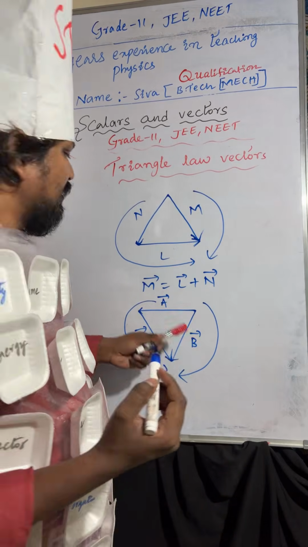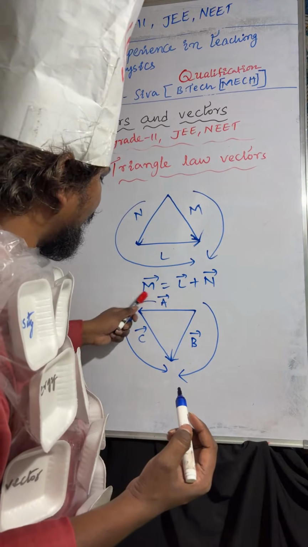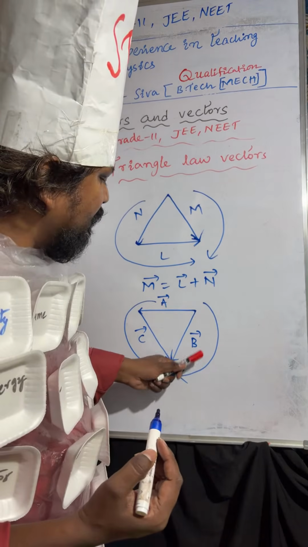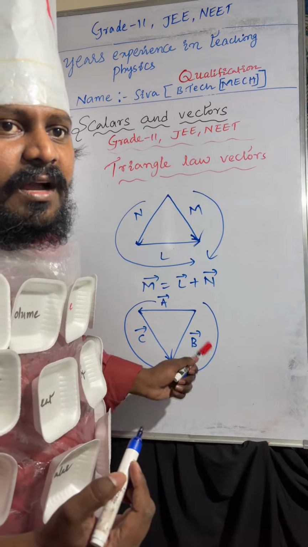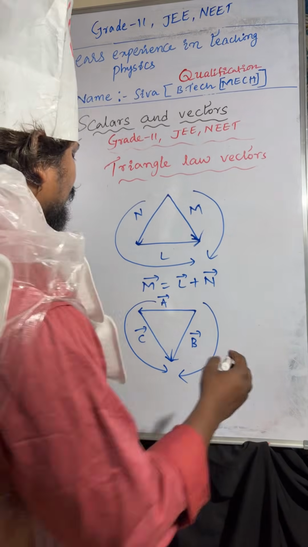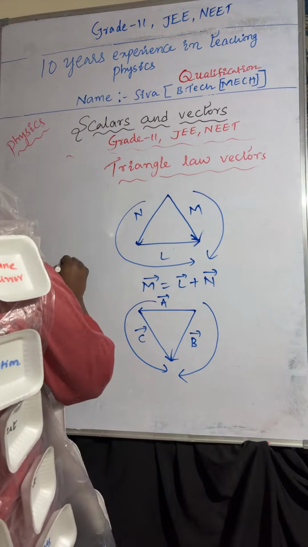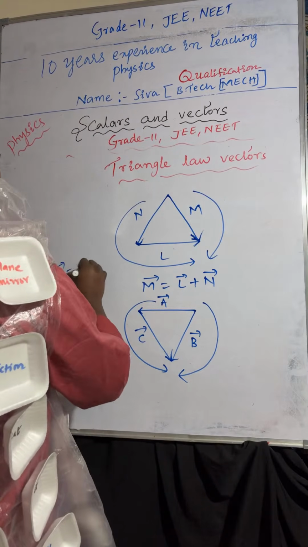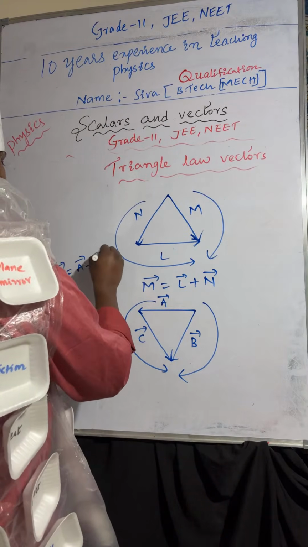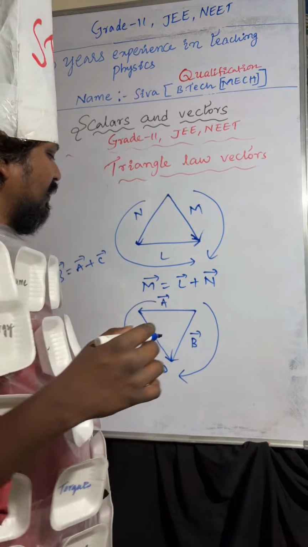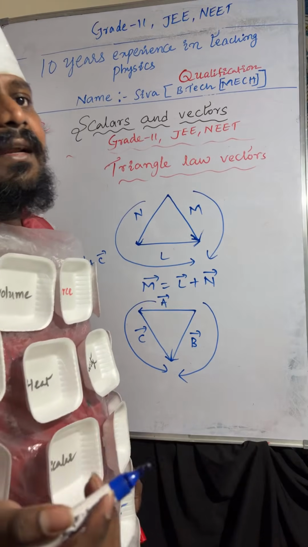Understood or not? Check once. A bar and C bar are acting in the same direction, but B bar is acting in the opposite direction. Understood or not? So now B bar is the resultant: B bar equal to A bar plus C bar.